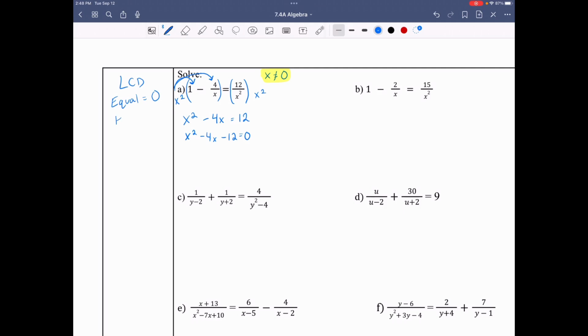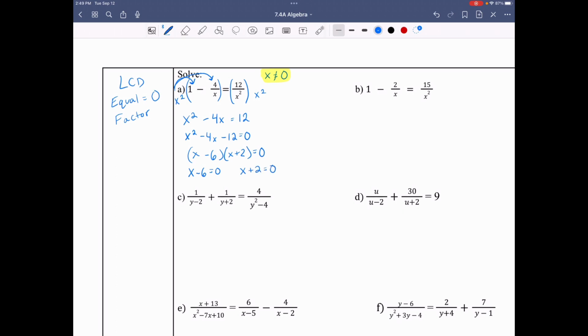And now we're going to factor. So factors of -12 that add up to -4. That would be -6 and +2. And those both equal 0. So x minus 6 equals 0, and x plus 2 equals 0.